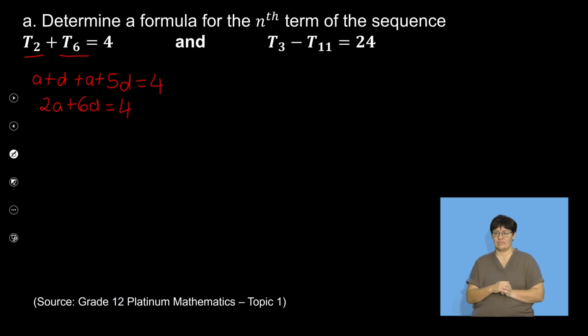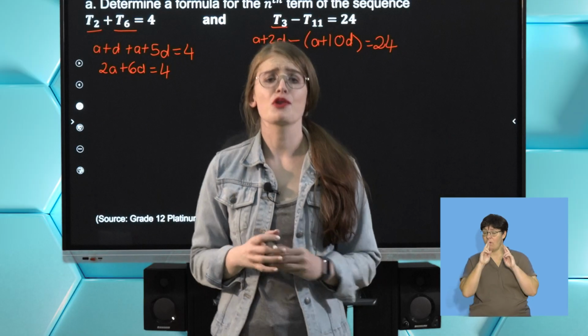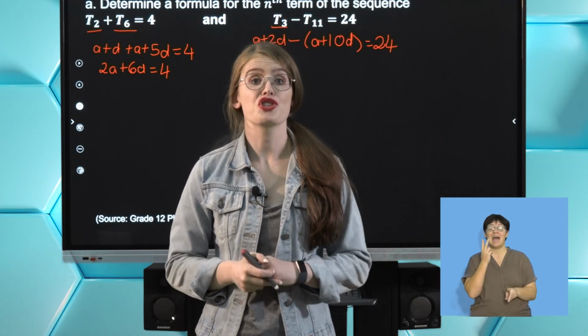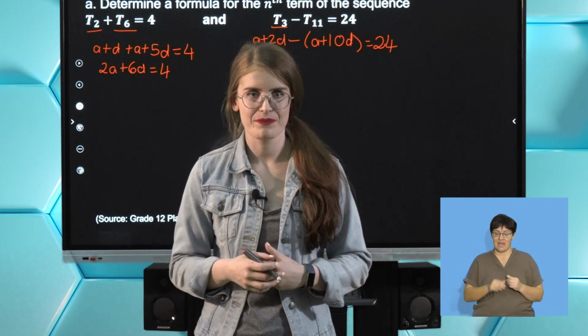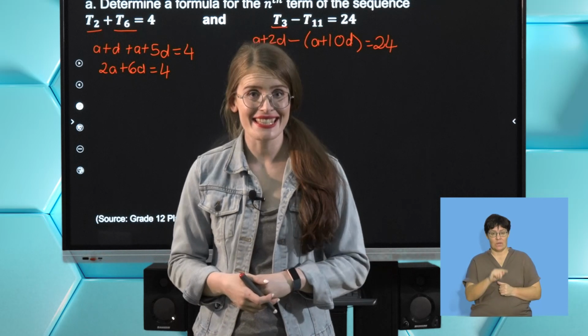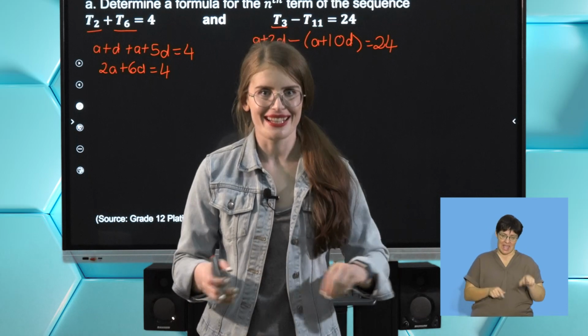Now, let's fill in for T3 and T11. T3 is the same thing as A plus 2D. Then I'm going to subtract T11, which is the same thing as A plus 10D, and that is equal to 24. I'm hoping that at this point, everyone can see that I again have algebraic equations that have A and D. Because I have A and D, I'm going to be solving simultaneously for A and D. Let's get going with that.